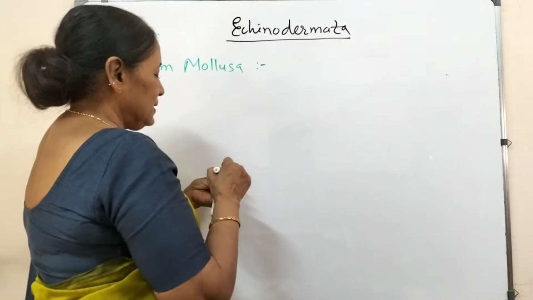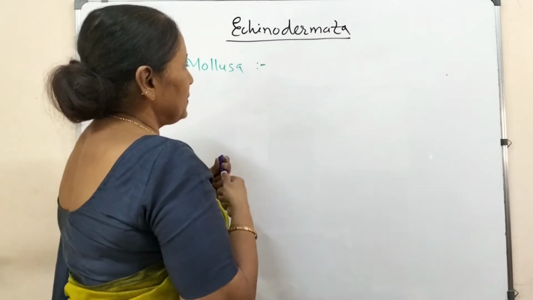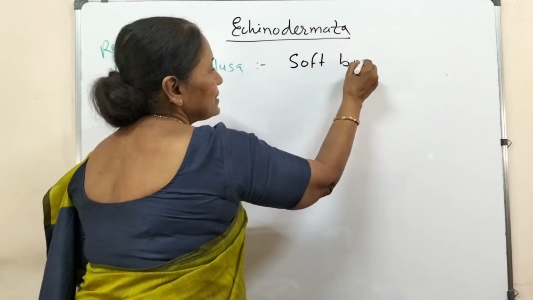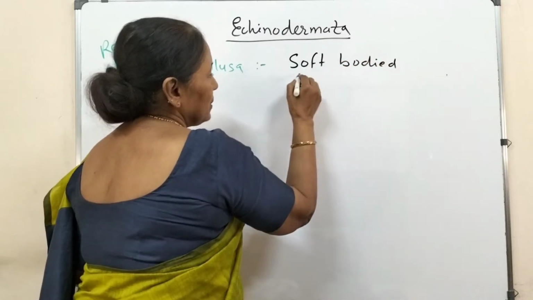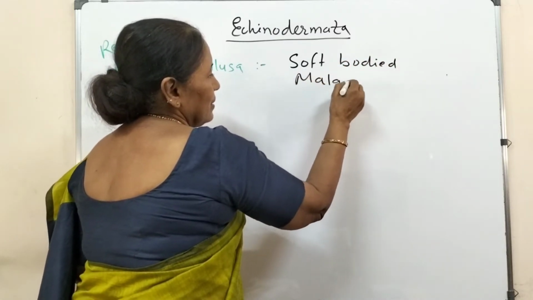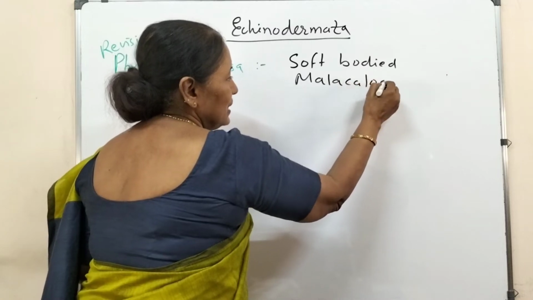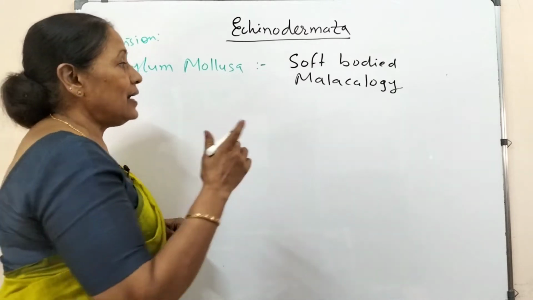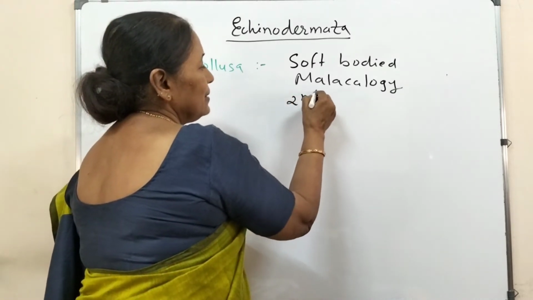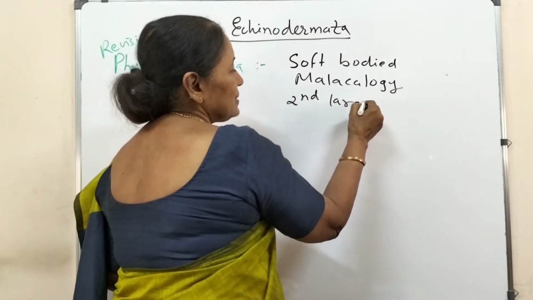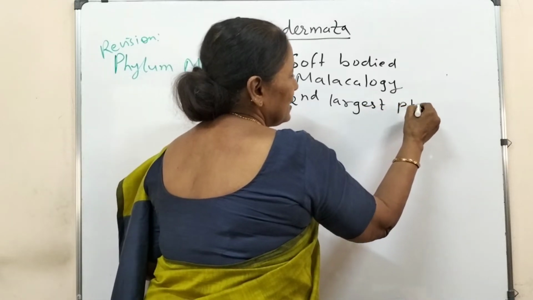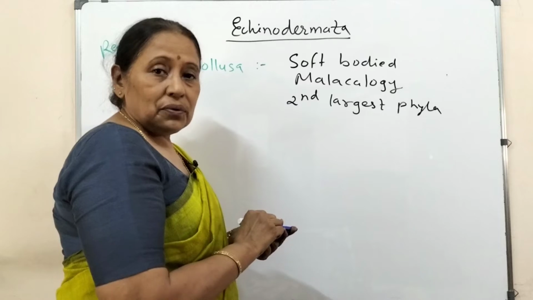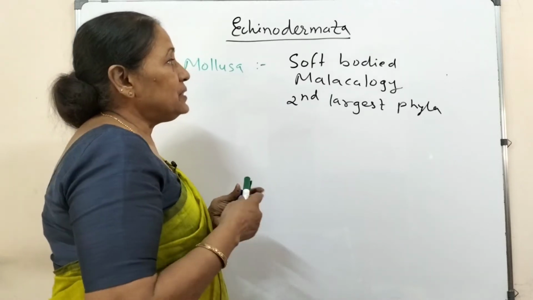These Mollusca, they are soft-bodied organisms. Their study is called malacology. And this is the second largest phylum of the animal kingdom. Let me give you an idea. We have studied that in our previous session.